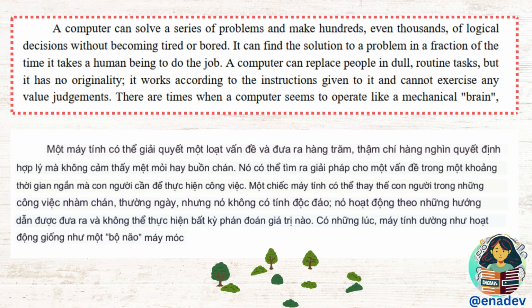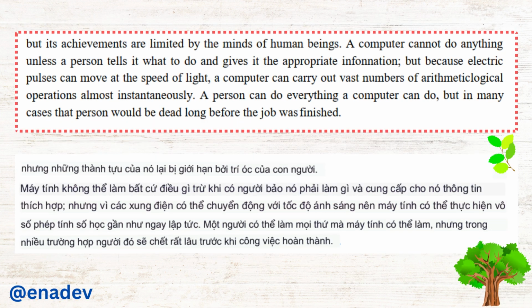There are times when a computer seems to operate like a mechanical brain, but its achievements are limited by the minds of human beings. A computer cannot do anything unless a person tells it what to do and gives it the appropriate information. But because electric pulses can move at the speed of light, a computer can carry out vast numbers of arithmetic and logical operations almost instantaneously. A person can do everything a computer can do, but in many cases that person would be dead long before the job was finished.